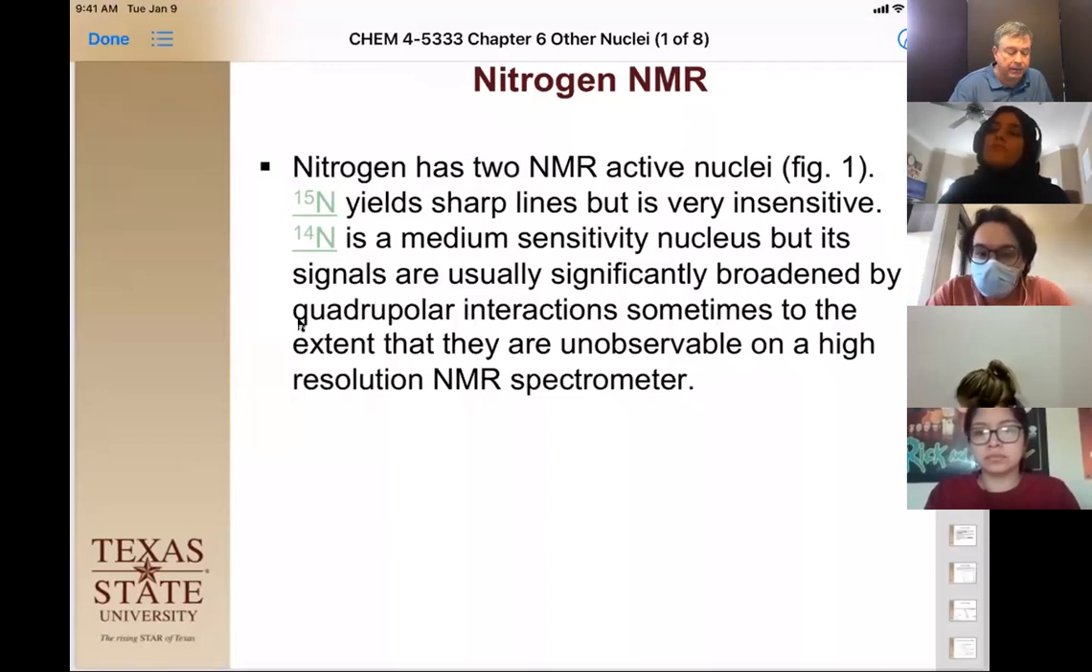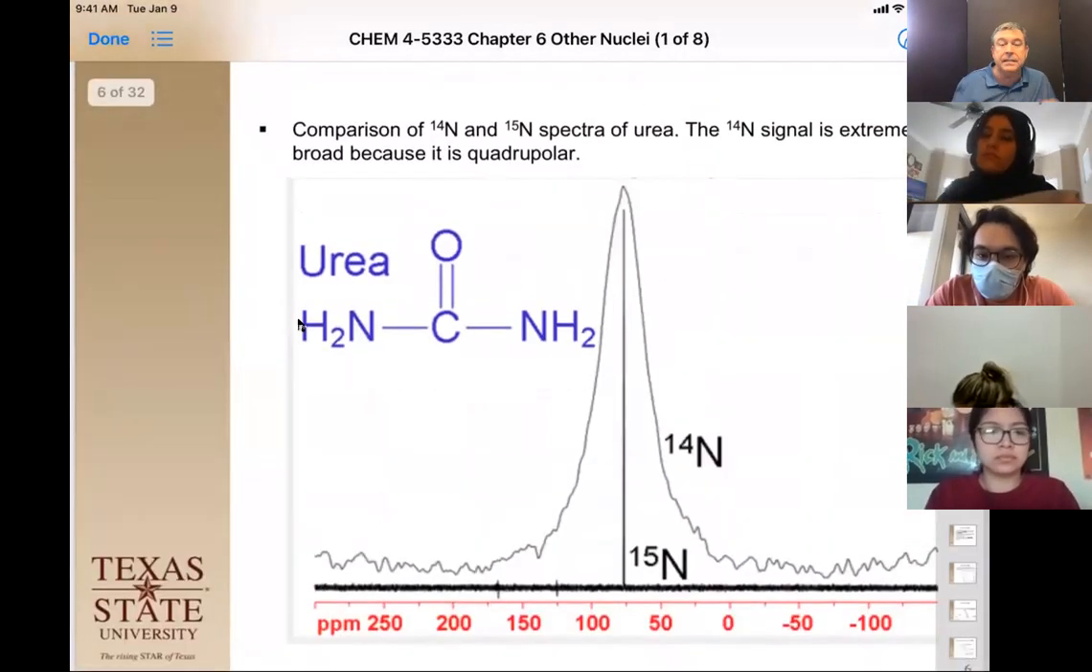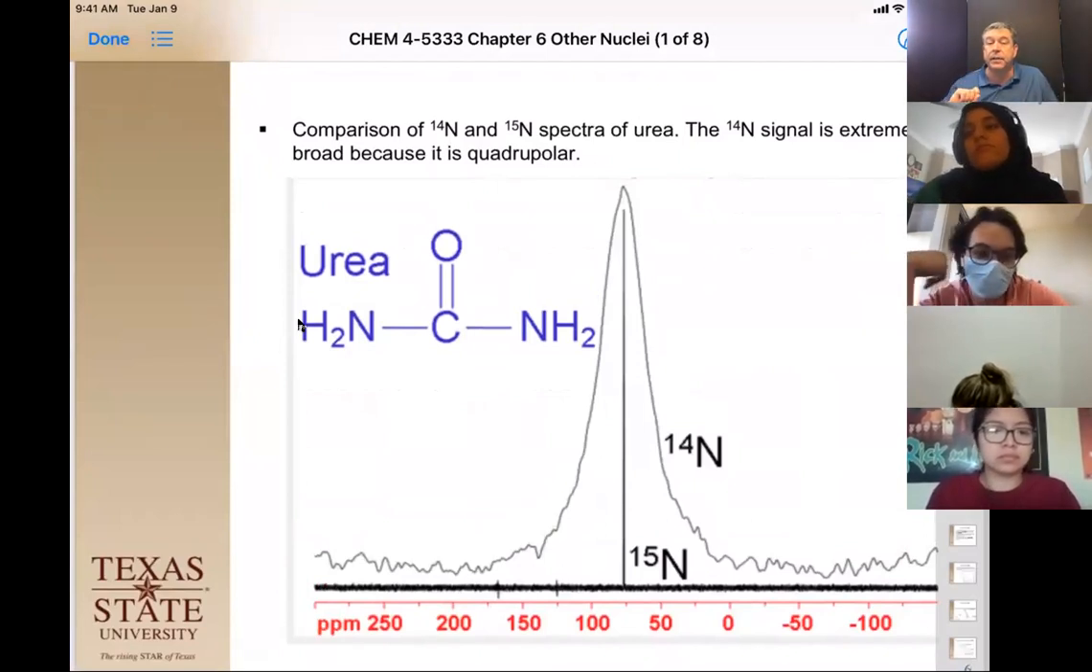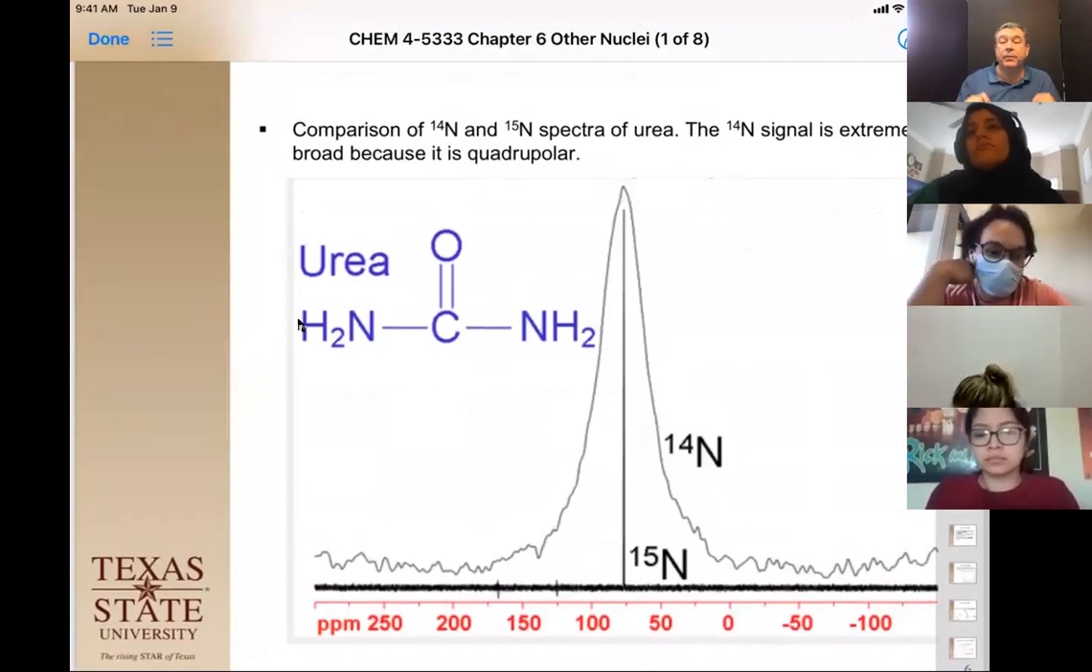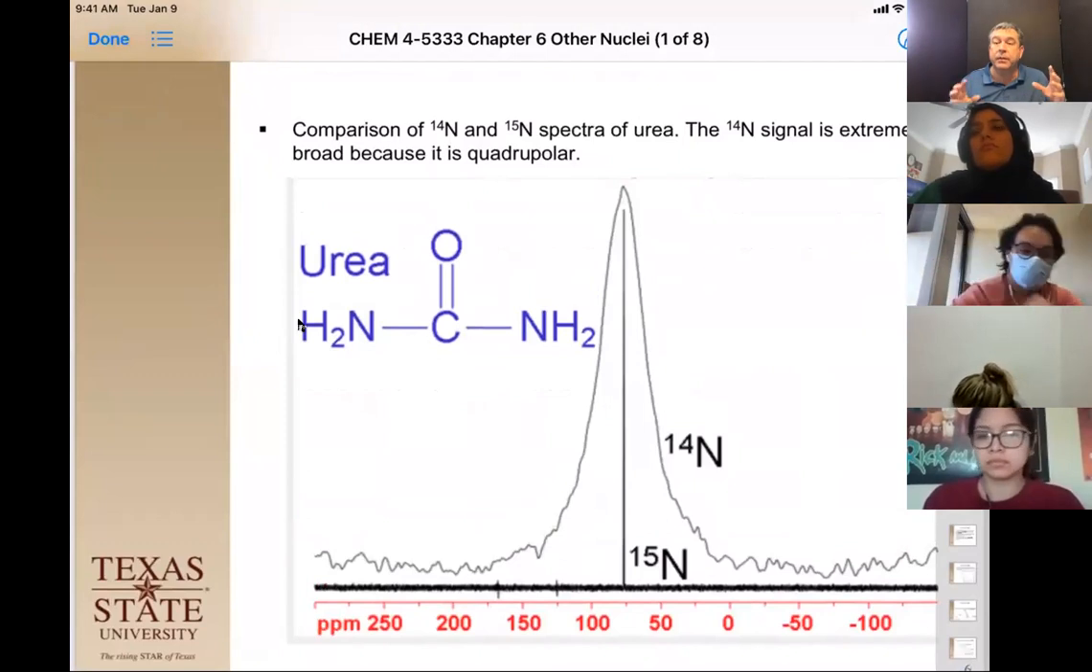So what does this look like? Okay. So this is actually an NMR spectrum of urea. We have one type of nitrogen here, and notice there's hydrogen on there. And in this case, we actually have decoupled the hydrogens to get a single signal. So if we look at the top line here, the broad line, that's the N14. That's the one with the non-zero quadrupole moment. And notice it's broadened out.